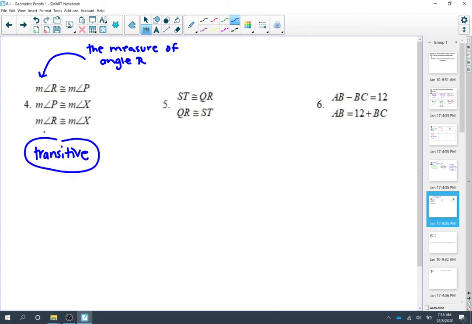Okay, so really R is equal to P, P is equal to X. So you really don't need the P's because they're both equal to P. So we can say then they're equal to each other. Number 5, ST is congruent to QR, so QR is congruent to ST. This one is your symmetric again. It has been flipped.